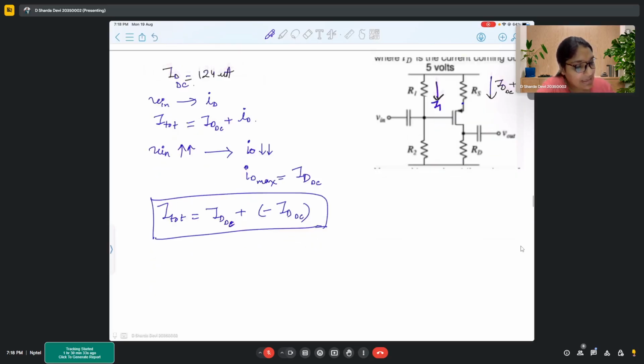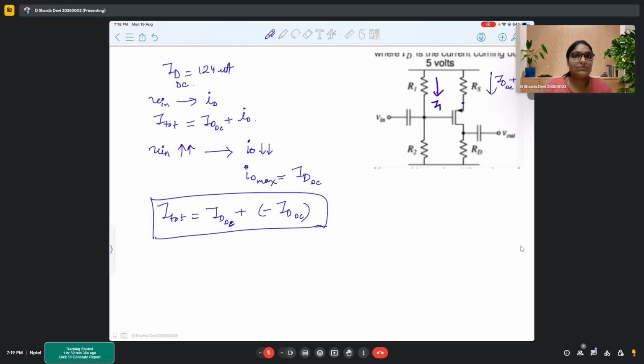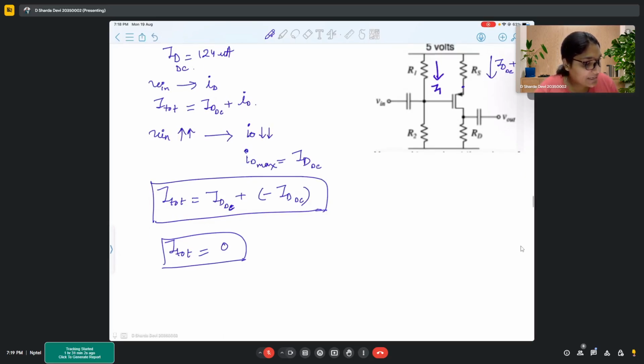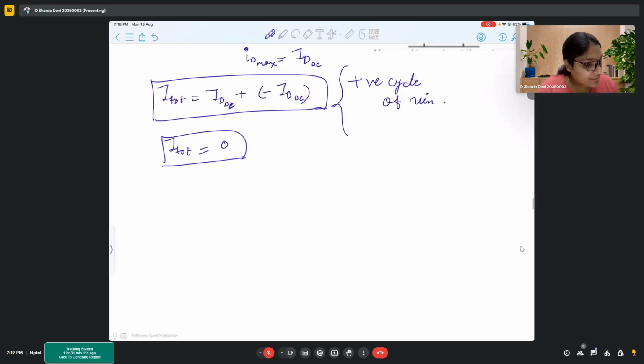So this is the condition when maximum input has been applied, so that the input current, the small signal current, becomes almost equal to the DC current, but they both are in opposite directions, making the total current 0. Now, this was for the positive cycle of Vn, right? Similarly, when there is a negative cycle of Vn, it will show the opposite behavior.